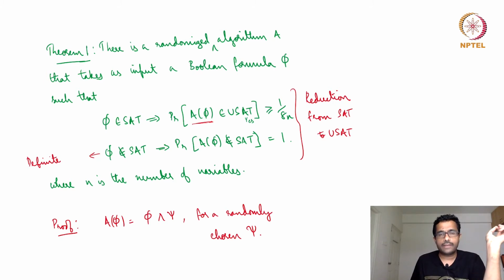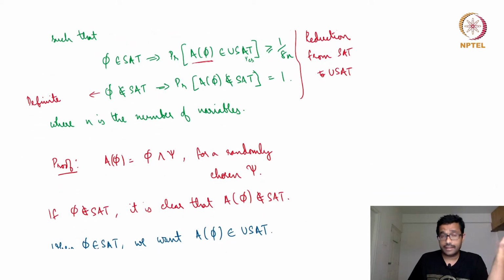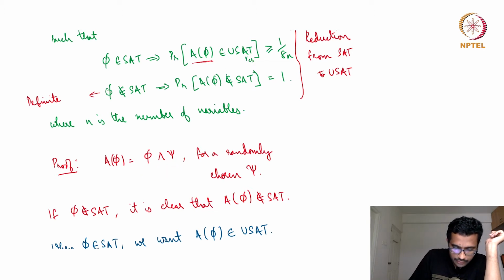Given a Boolean formula phi, we will show a randomized algorithm by which we will construct another formula A phi, such that if phi is satisfiable, A phi is likely to have a unique satisfying assignment, and if phi is not satisfiable, then A phi is not going to have a satisfying assignment at all. So it will remain unsatisfiable. And the idea is very simple. A phi is simply phi and with some other formula psi.